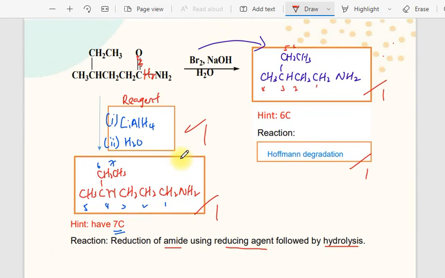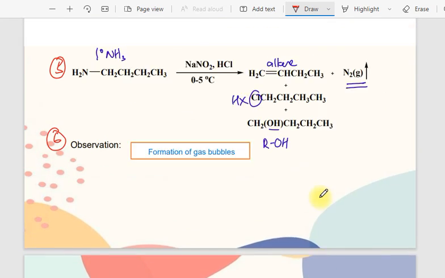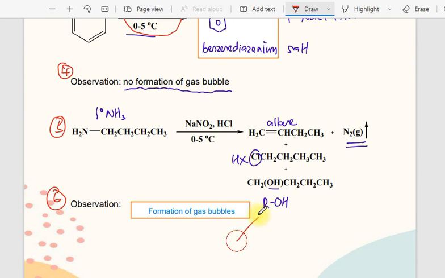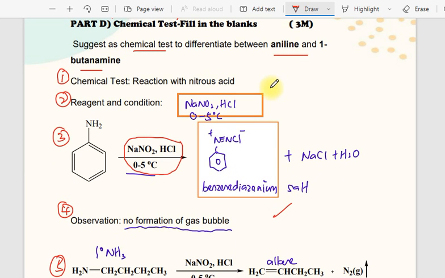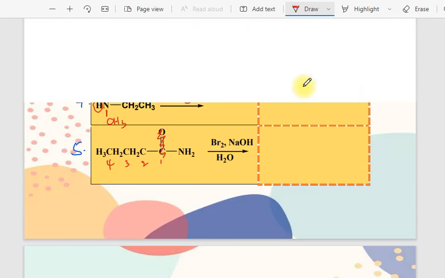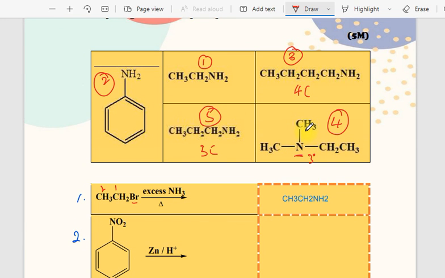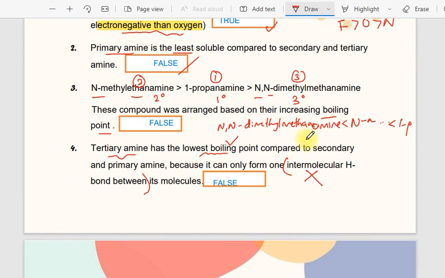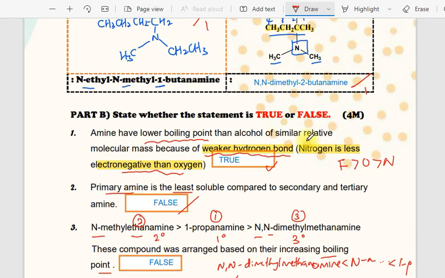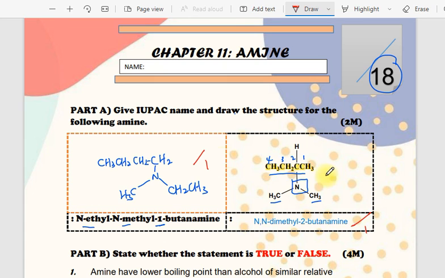Finished. So double check here: 4, 5, 6, 7. 7 plus 5, 12. 12 plus 6, 12 plus 4, 16. 17, 18. Yes, total 18. So you check X over 18. Hope everyone can score 18 over 18.